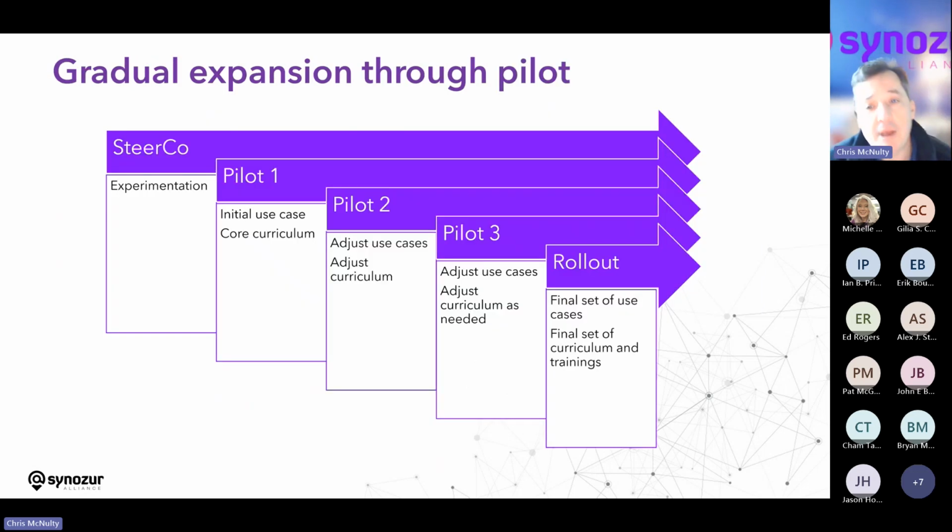And so remember that your user base is going to be growing throughout. So you're going to begin with experimentation in the SteerCo. And that first cohort of pilot users is where you're going to get probably the most correction. You're going to assume what the use cases are and assume what the curriculum is going to be. And based on how that goes, you should be willing and able to adjust that plan as you move into things like the second pilot, the third pilot, as many pilots as you need before you get ready for the rollout phase.